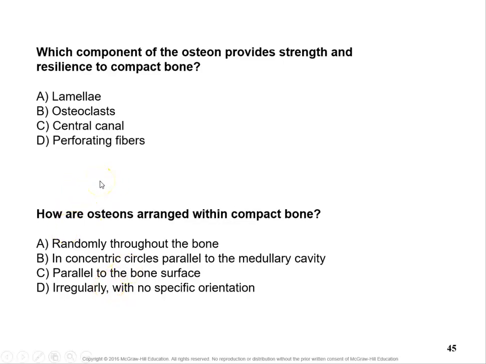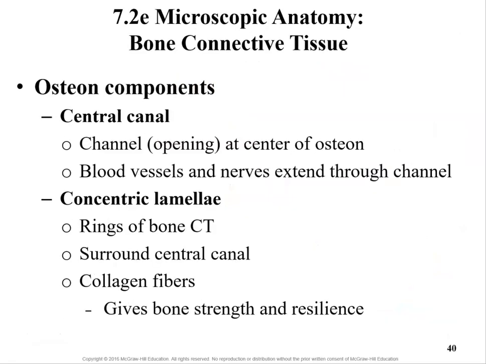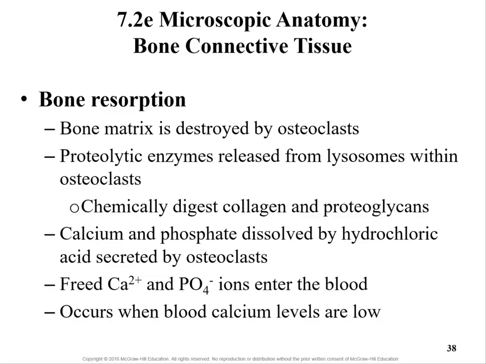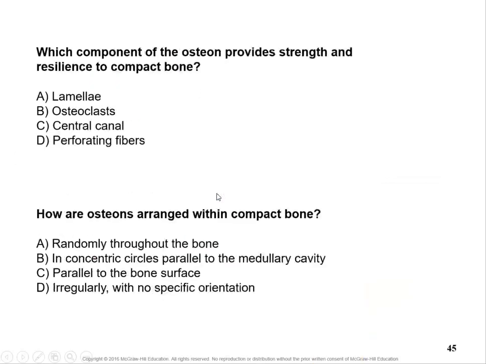Which component of the osteon provides strength and resilience to compact bone? This is going to be A, the lamellae. And why? You go back. Oh, where is it? Here. Concentric lamellae have collagen fibers. That's what gives the bone its strength and resilience. So A, lamellae.